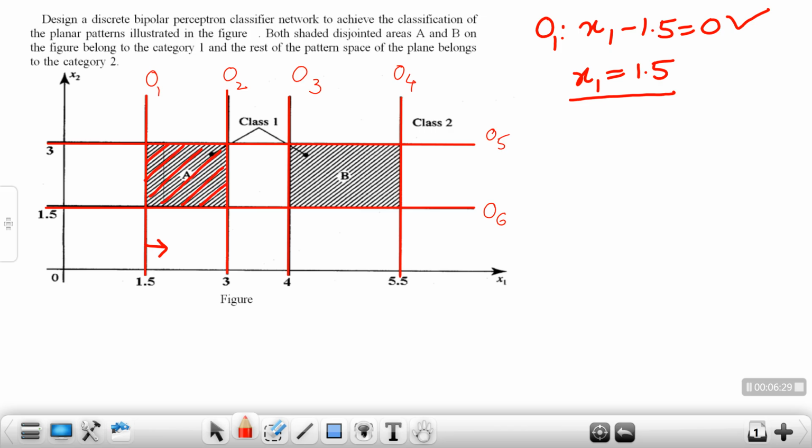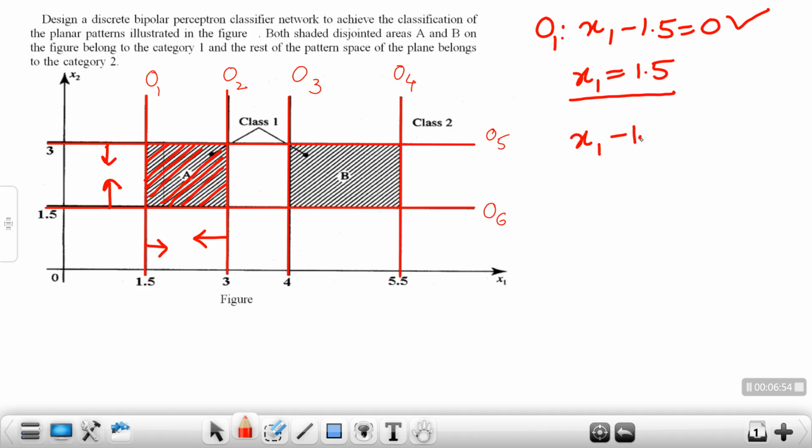And for the point to be in this region, it has to be on the right hand side of line O1. It has to be on the left hand side of line O2. It has to be above line O6 and below line O5. Only then it will be in this particular region. Am I clear?